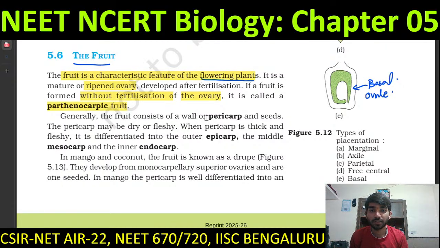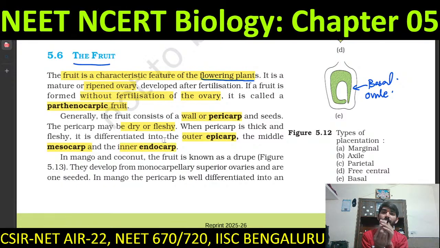Generally, the fruit consists of a wall or pericarp. Carp, if you can remember, means the fruit, peri meaning around the fruit. So there is this wall, which is called the pericarp, and seeds. Pericarp may be dry or fleshy. When pericarp is thick and fleshy, it is differentiated into outer epicarp, mesocarp in the middle, and the inner endocarp.